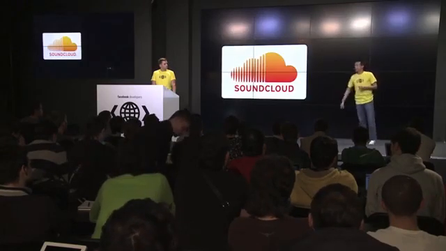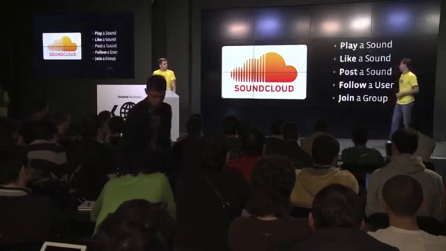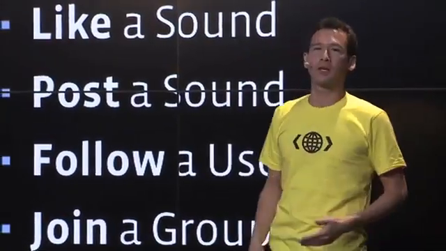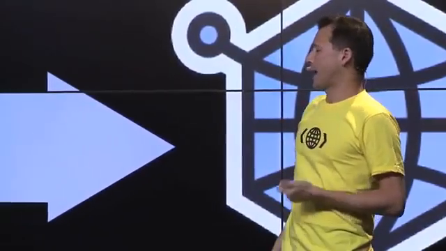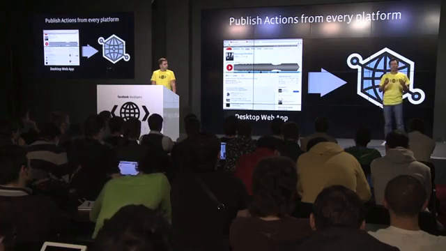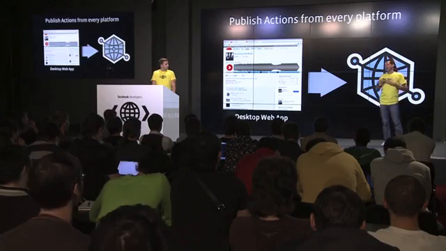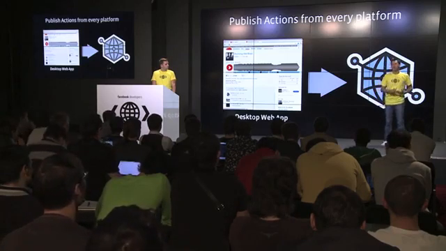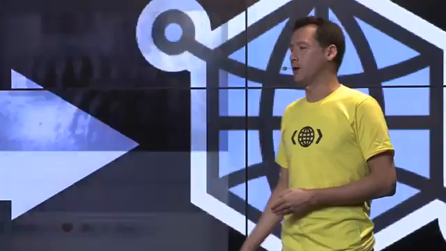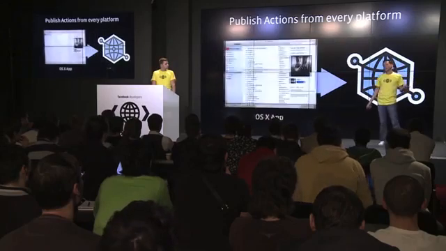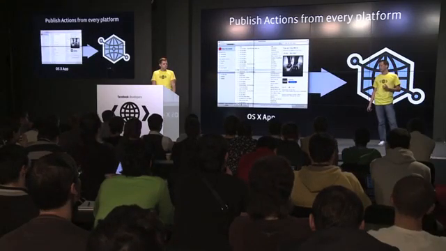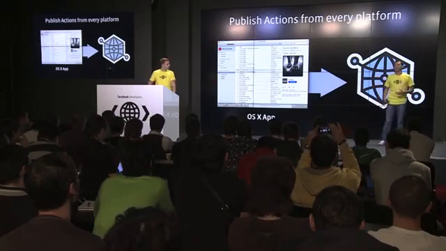So let's look at an example. SoundCloud. These are the activities that you can do in SoundCloud. You can play a sound, you can like a sound, you can post a sound, etc. Now, when you perform an action on SoundCloud, SoundCloud will post to Facebook. So let's take an example. In SoundCloud, you can upload a sound. They call this post. So each time I upload a sound, they publish an action to Facebook. And they do so on the desktop web application, on the mobile web application they've built, iOS native, Android native, and they also have a desktop Mac OS X app. And from all these applications, they publish to the graph.